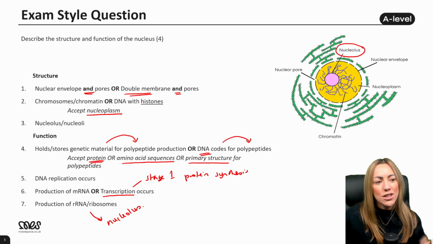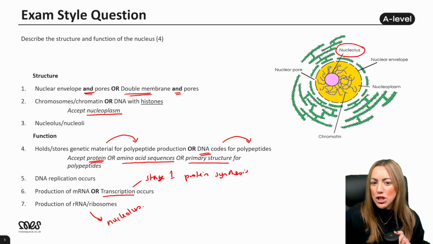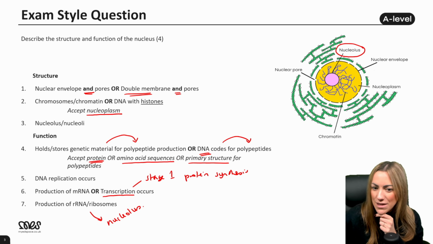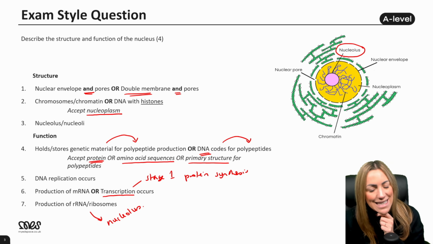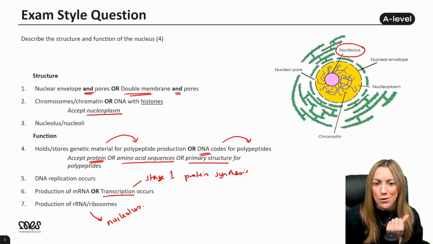So yeah, how many marks do you think you would have got for this one? I'm guessing you would do better on structure than function, because what I saw when I marked this question was students just saying the nucleus controls the cell's activities and the nucleus contains DNA, which was GCSE biology. So we need to step up our game.